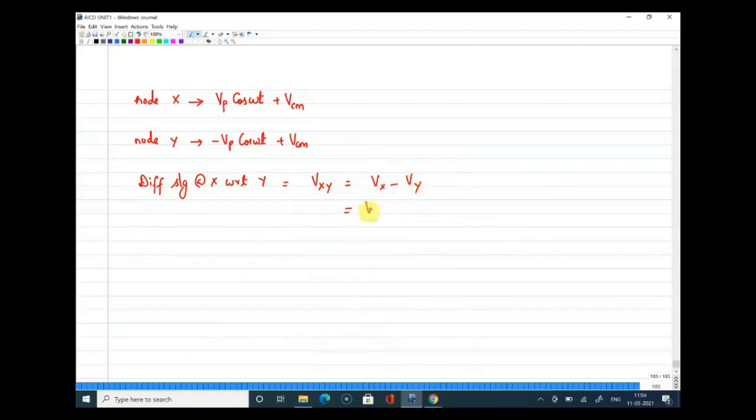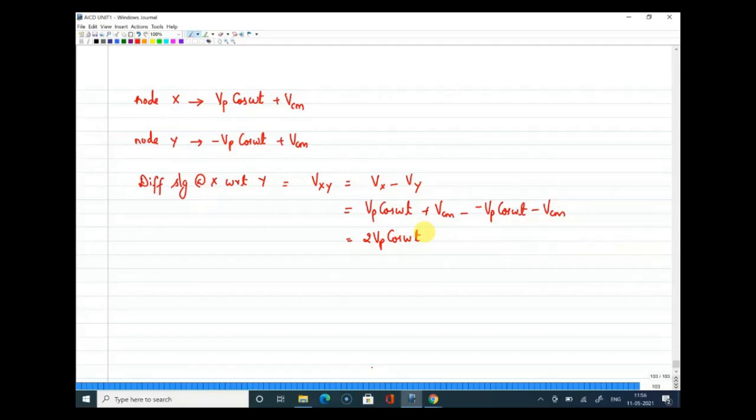So how will I write that? It is Vp cos omega t plus VCM minus, minus Vp cos omega t plus VCM, which is equal to 2 Vp cos omega t. So whenever you measure a differential signal, the peak voltage is actually getting twice. Vp is the peak voltage, so that is basically getting twice that of the previous.